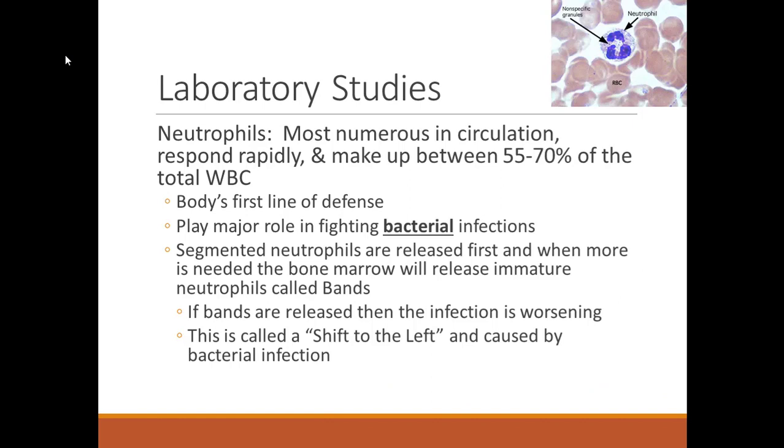Neutrophils, these have the most generally in the circulation. They respond the quickest, and it's generally anywhere between 55 and 70% of the total white count. Neutrophils are the body's first line of defense. So, if bacteria enter the body, neutrophils are going to be the first little soldiers out there to fight against those infections, those bacterial infections.